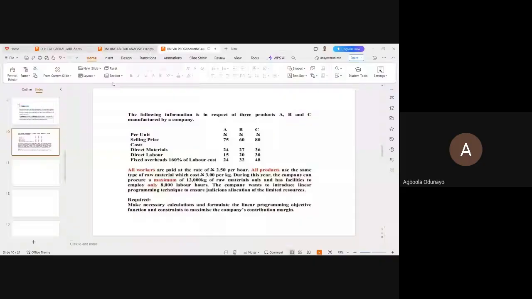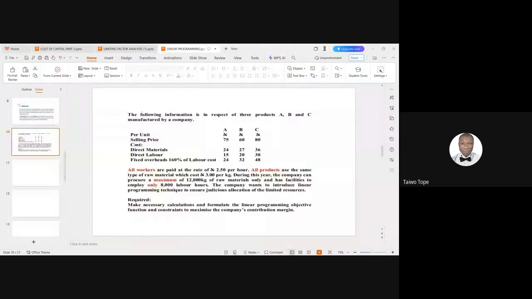8 kilograms, because this is the cost to produce 1 unit of product A. Now, the cost of buying 1 kg to produce 1 unit of product A is what? 3 naira per kg. So the kg you will use to produce product A will be what? 24 naira divided by 3 naira per kg. You're going to have how many kg? 8 kilograms.